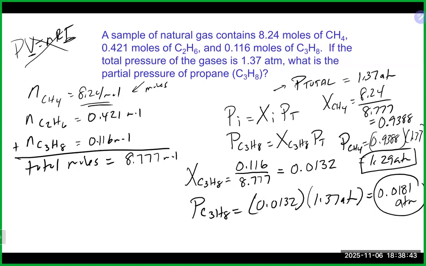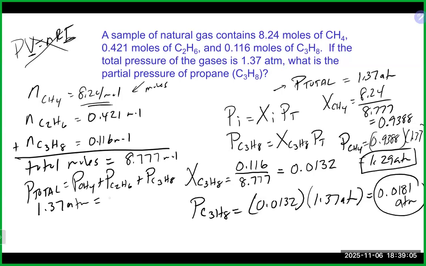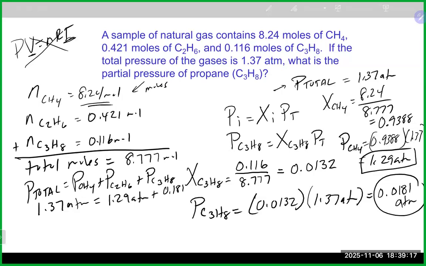By the way, we could simply find our ethane partial pressure because now that we have two of them, the total pressure in this case should be our partial pressure of methane plus the partial pressure of ethane plus the partial pressure of propane. And since we already know two of the three, we don't even really have to do much of a calculation at this point. We could just take what we already calculated, add them together, and subtract, right? So we add that with our 0.0181. Oops, I missed a zero there, didn't I?